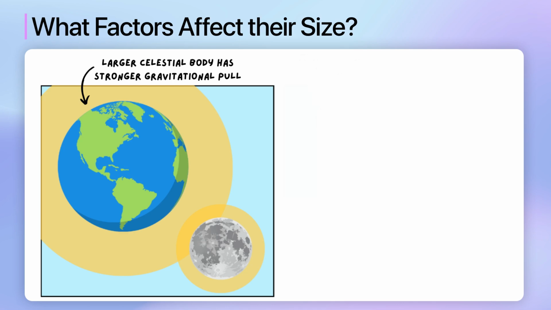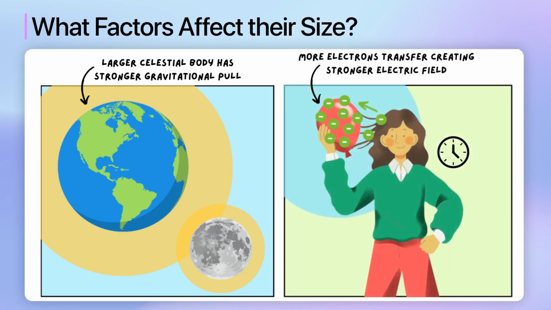For instance, if you were to rub one of the balloons mentioned earlier for a longer time, more electrons would move from your hair to the balloon, hence increasing the charge on it and leading to a stronger electric field around the balloon. This would lead to a stronger repulsion between the two balloons. In summary, a highly charged object can exert greater forces on other charged objects within its vicinity.